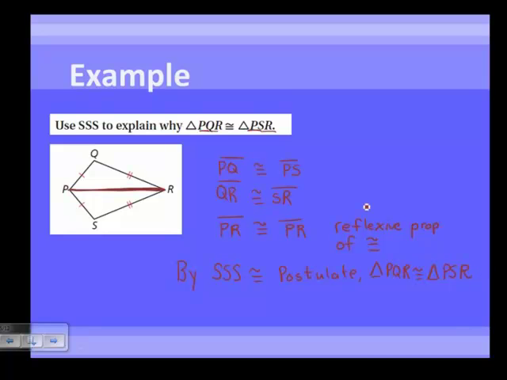Okay, we could write it all up in given and proof statements and reasons, but this is a good explanation as well. It's like an informal proof.